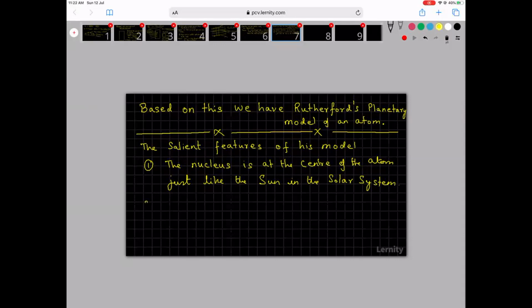Then this nucleus contains all the positive charge and mass of the atom. This nucleus contains all the positive charge and mass of the atom. I hope we are able to understand this.